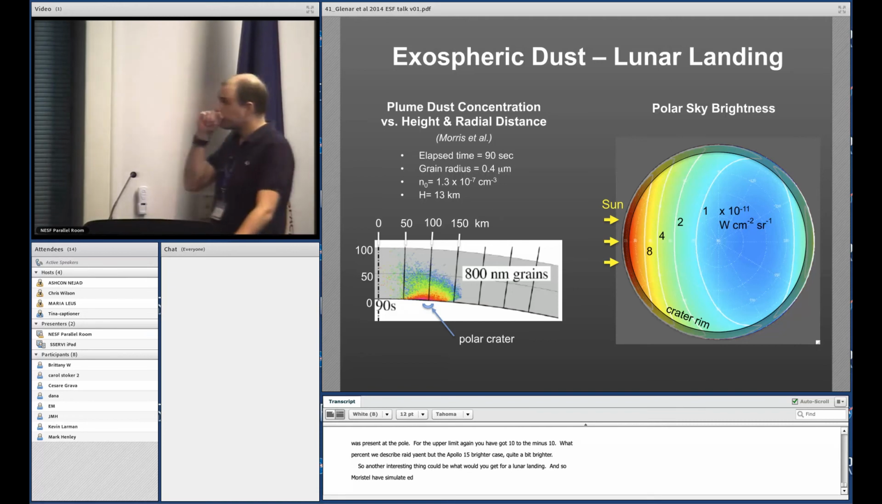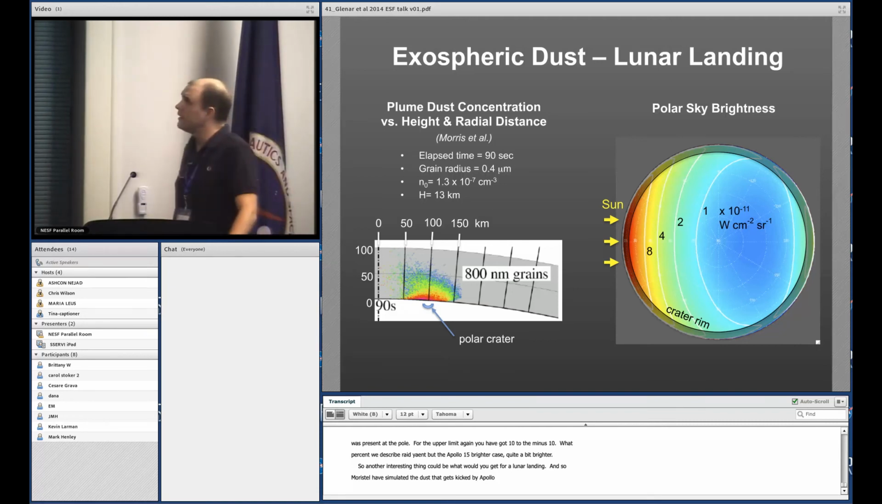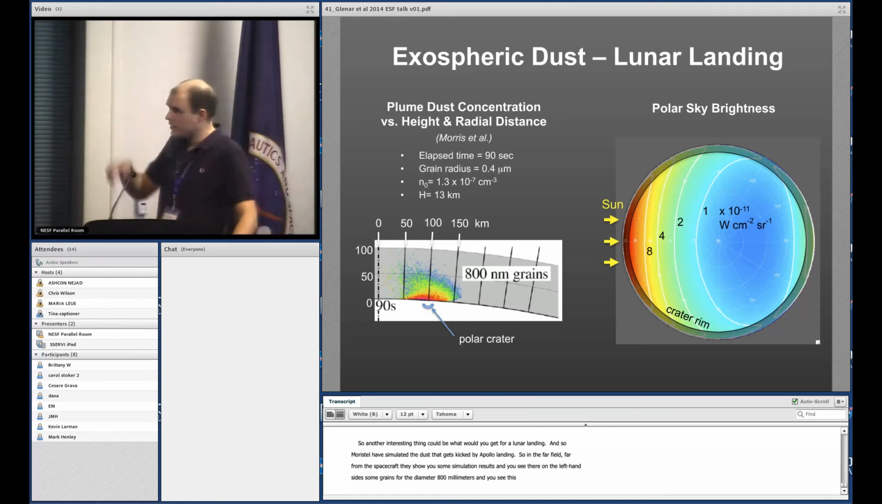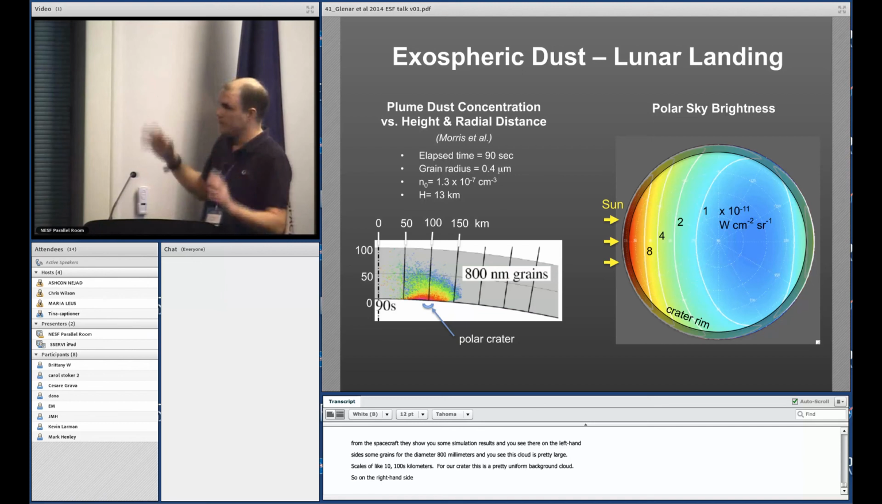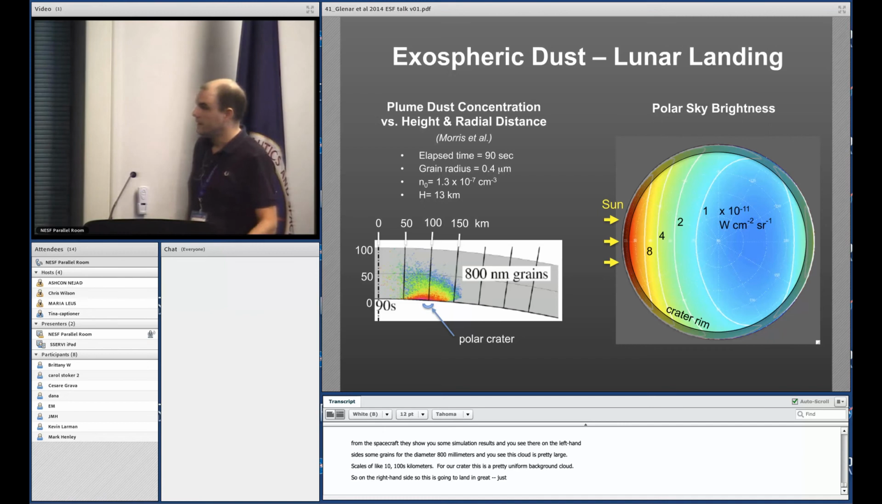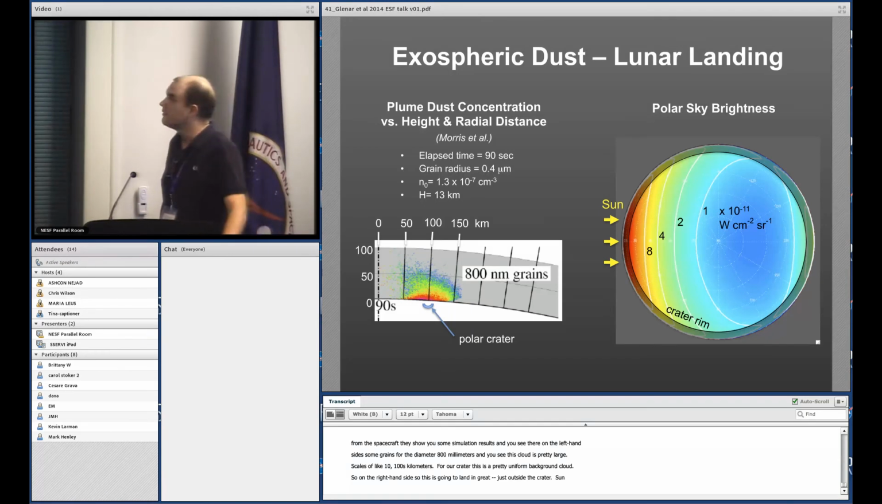Another interesting case would be what you would get for a lunar landing. Morris et al. have simulated the dust that gets kicked up by the Apollo landing, so they actually had some data they could compare against. In the far field, far from the spacecraft, they show some simulation results, and on the left-hand side there are predictions for grains with a diameter of 800 nanometers. You can see this cloud is pretty large, on scales of tens, hundreds of kilometers. So for our crater, this is a pretty uniform background cloud that we can put in as a test case.